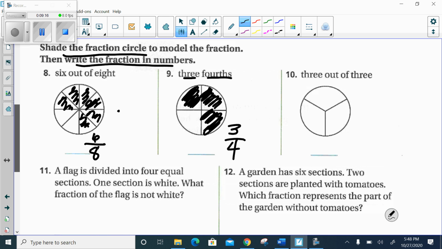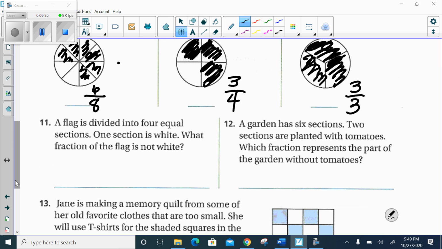3 fourths. Now it says 3 out of 3. Okay, so I'm going to shade. There's 3 parts. There's 1, 2, 3. I shaded all 3 parts. So how am I going to write that? 3 thirds. 3 out of 3. Okay, it also equals 1.